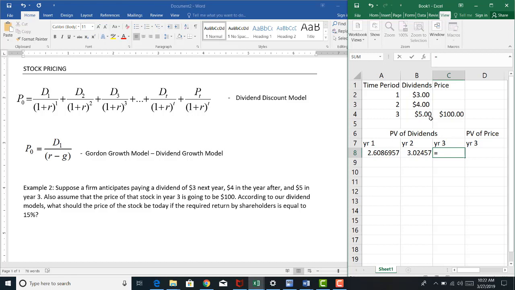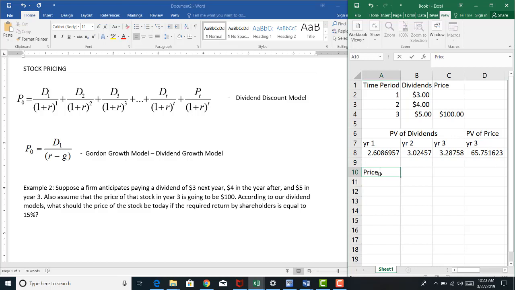And in year 3, I'm going to take the dividend in year 3 divided by 1.15, 1 plus R raised to the power of 3. And I get a dividend in present value terms of $3.29. And then I'm going to take this price of the stock, which is going to be $100 in year 3, and I'm going to discount that back 3 years back to year 0 by the rate of R, 1.15 raised to the power of 3. So in present value terms, the price of the stock in year 3, which is $100, is going to be $65.70.